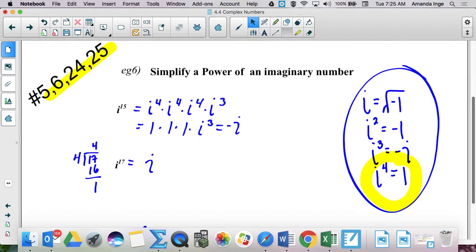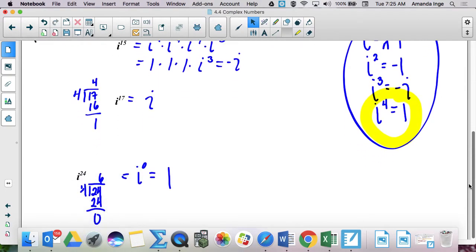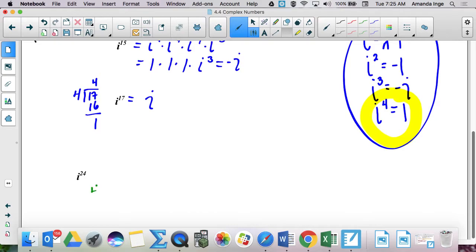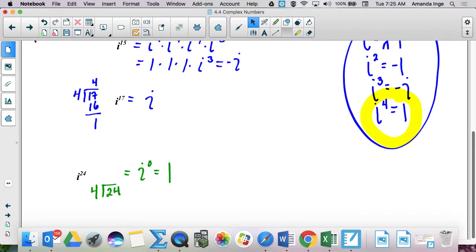Like I said, you could write it all out, but that might take a while. Notice here that 4 goes into 24 evenly. So that means that we have i to the 0 as the remainder. We know that anything to the 0 power is 1. We also know that would be i to the 4th, written down 6 times, so 1 times 1 times 1 times 1.